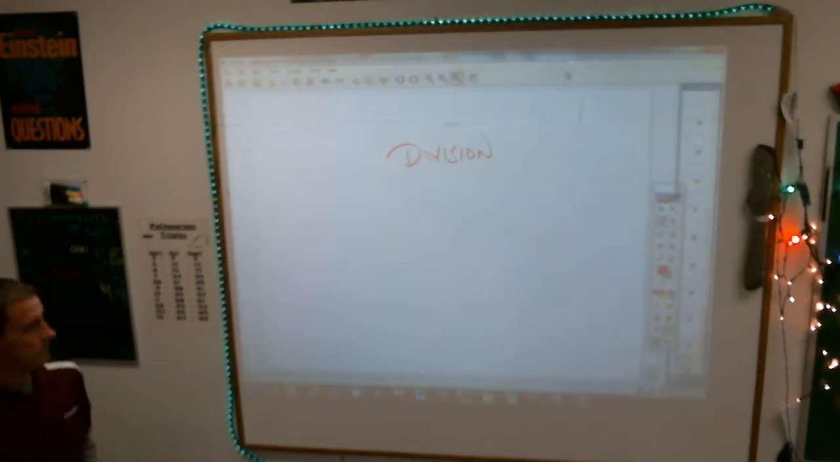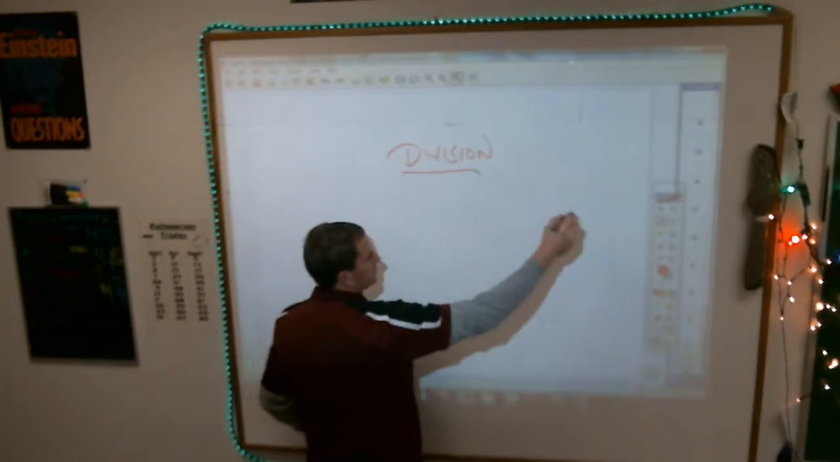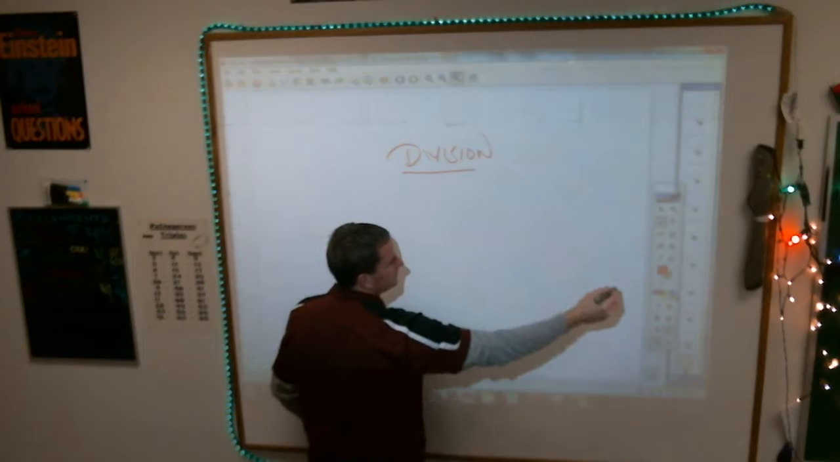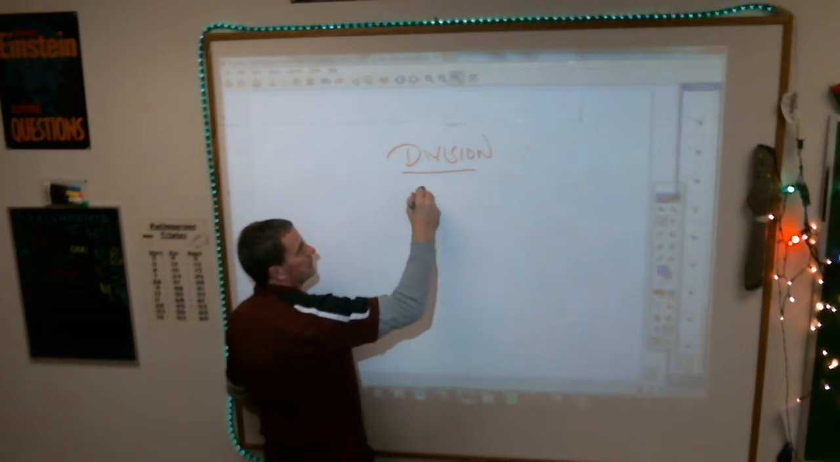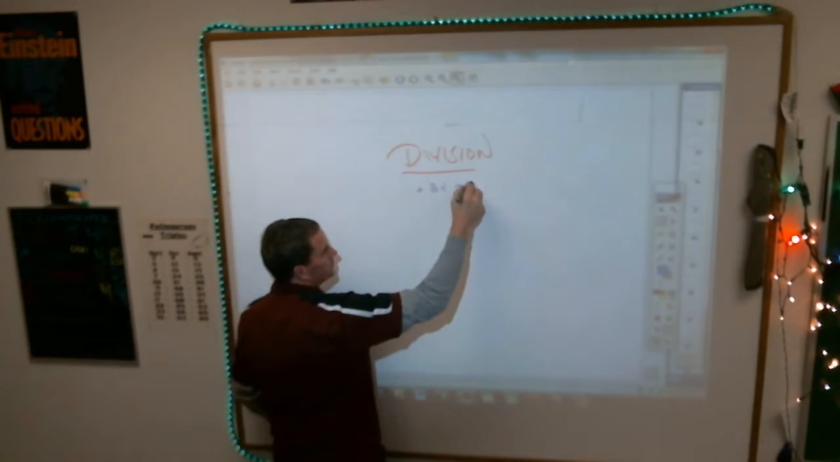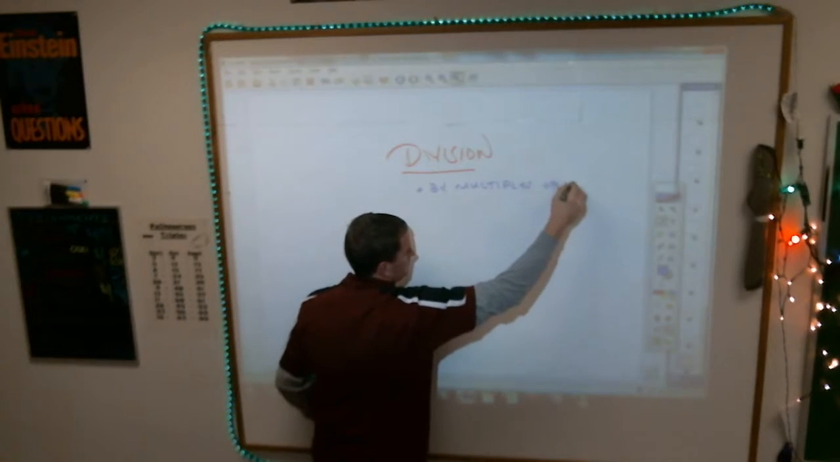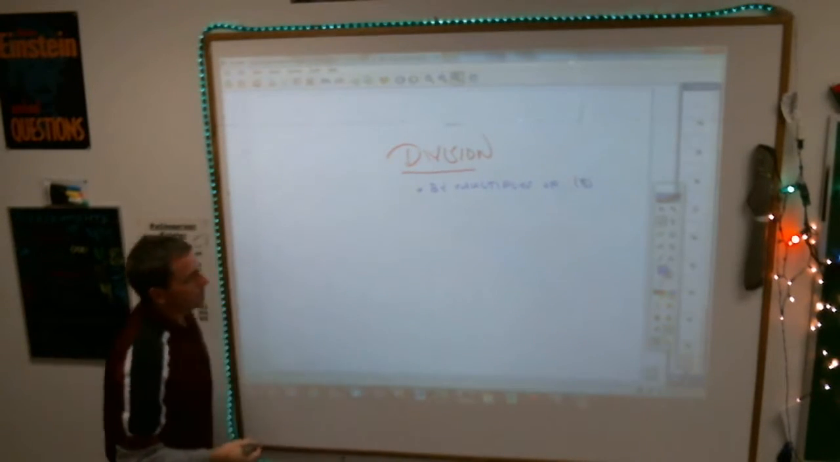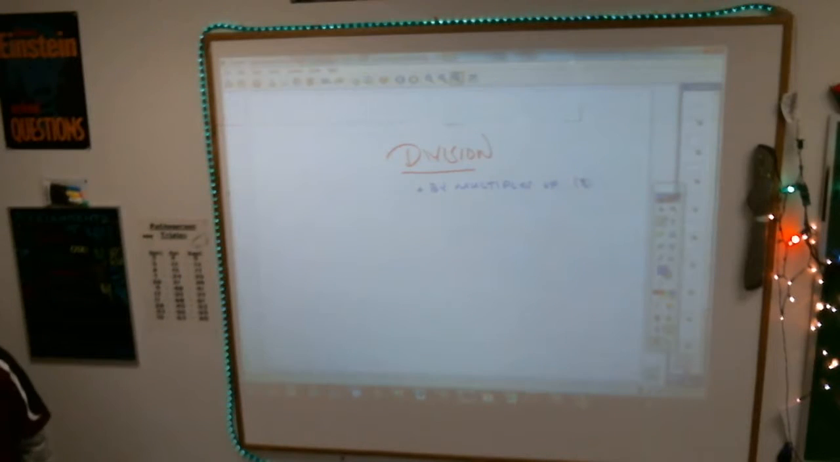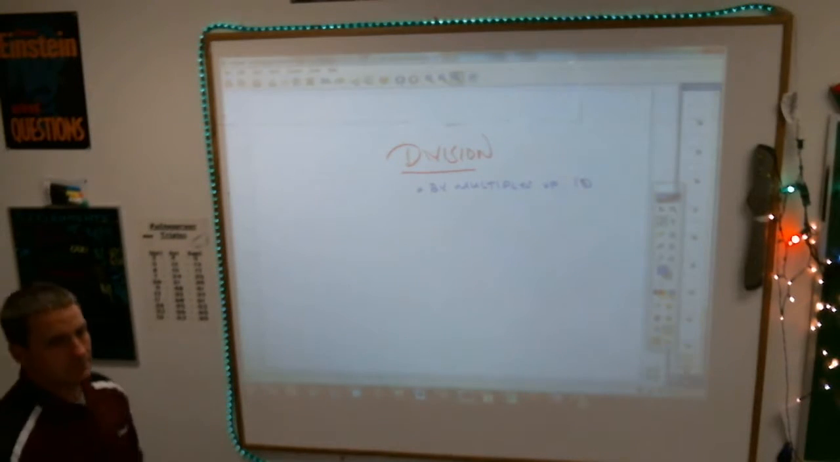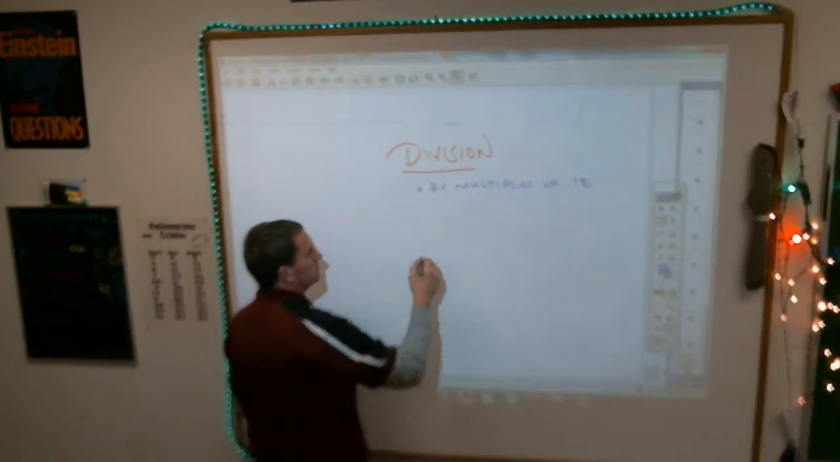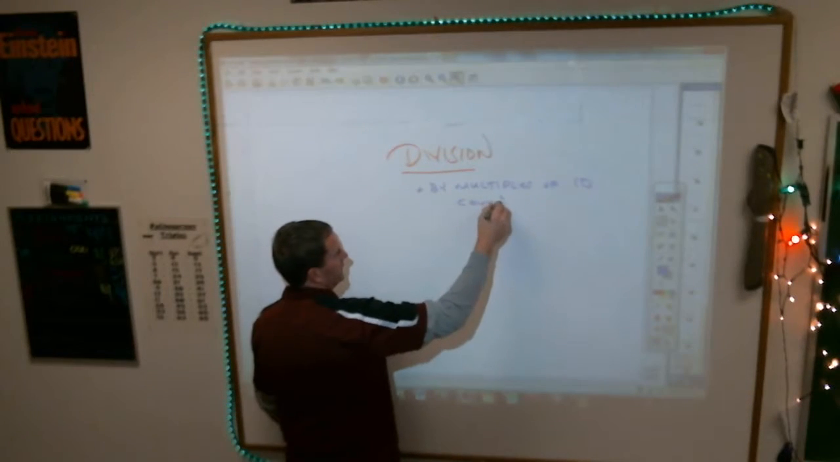Dividing by multiples of 10. So we're going to get a little bit tougher here than you've been doing, dividing by multiples of 10. Anybody, what are multiples of 10? 10, 20, 30, 40. It's like when you count by tens.